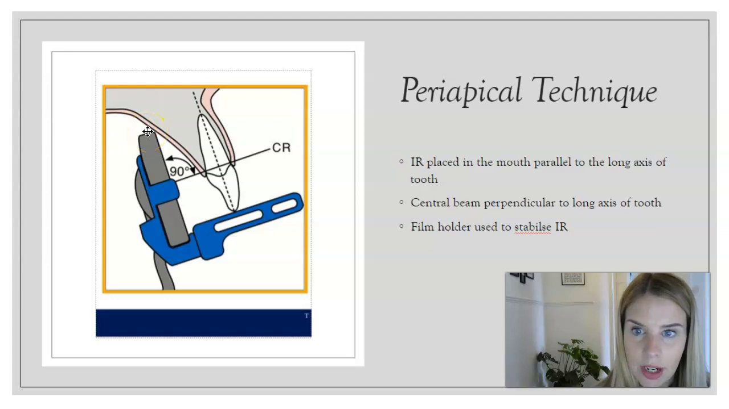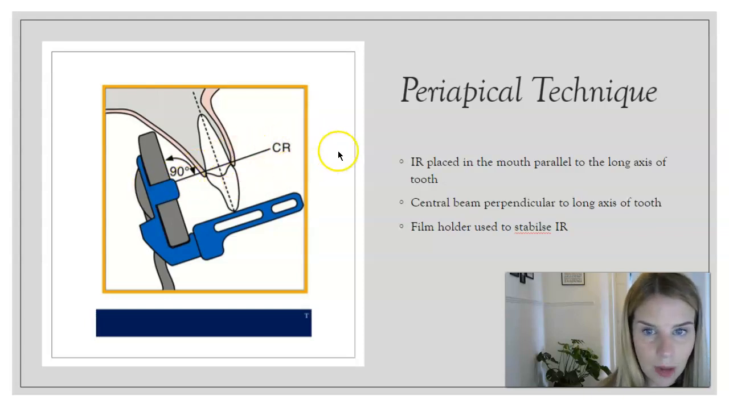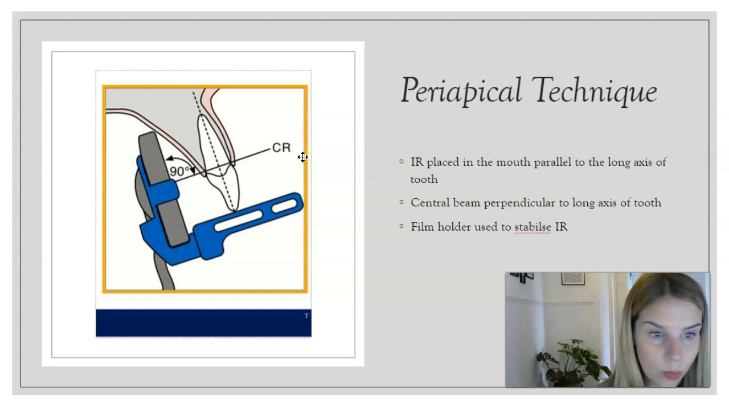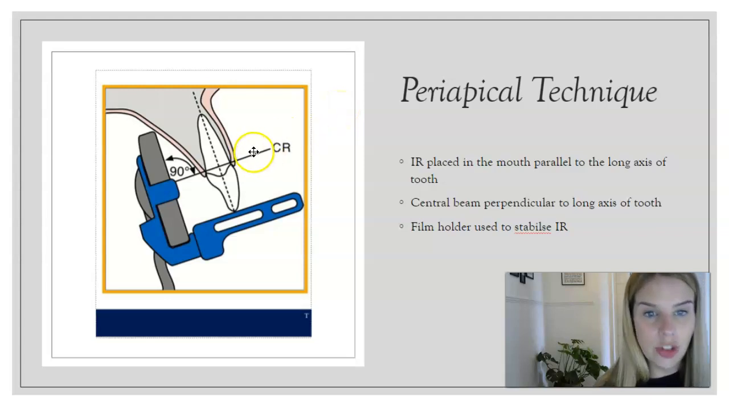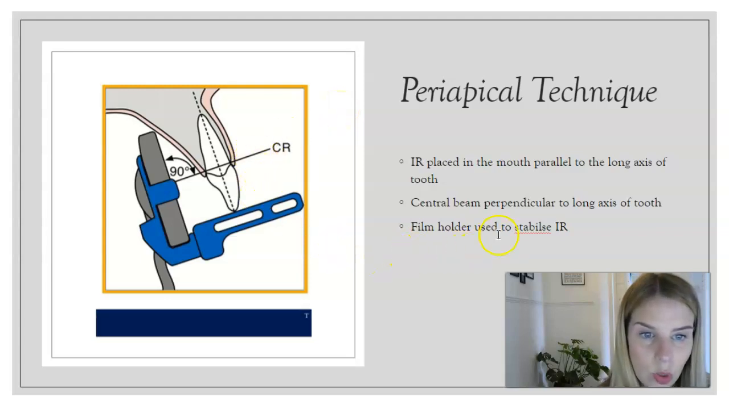The image receptor is just over here on the left, and it's running parallel to the long axis of the tooth. And then you can see where it says CR, this is the central beam or the central ray, and that's at 90 degrees, so it's perpendicular to the long axis of the tooth. So just like what we do with normal x-rays of bones, we want to have a view that is perpendicular to the image receptor. And again, they use a holder just to stabilize the image receptor as well.